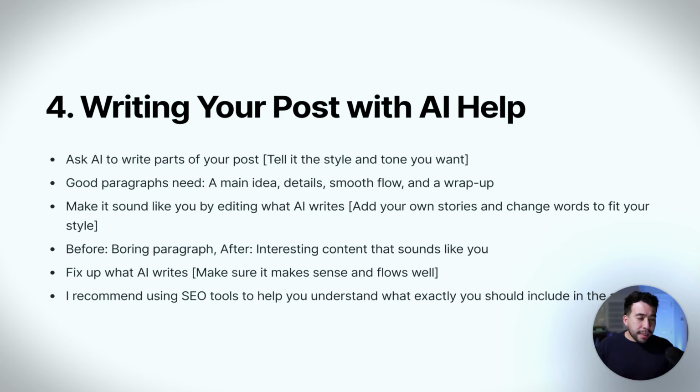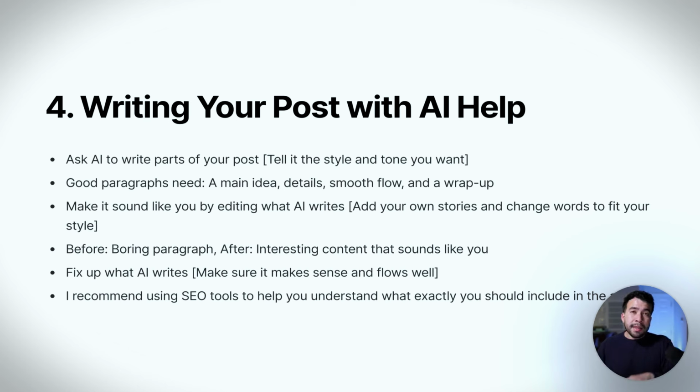As long as you tell it the style, the context, and how you want it to write, all of that is going to help you with the output. I personally use an eighth grade reading level. Make it sound like you, so make sure that you also add in your own stories and change some words if it doesn't fit your overall style. If you have a boring paragraph, you can make it interesting with your own flow. Fix up what AI writes so that it sounds like something that you would say.